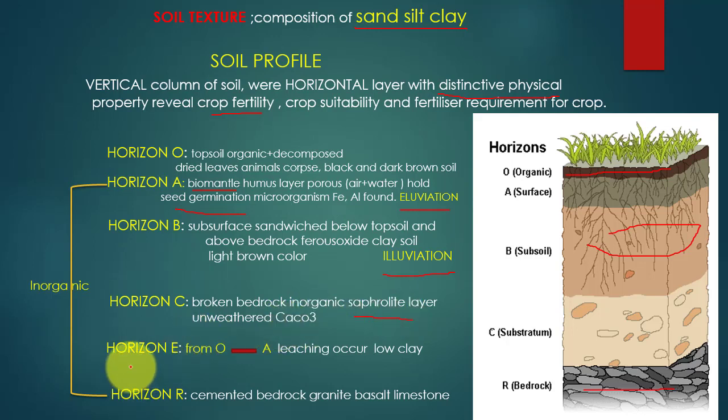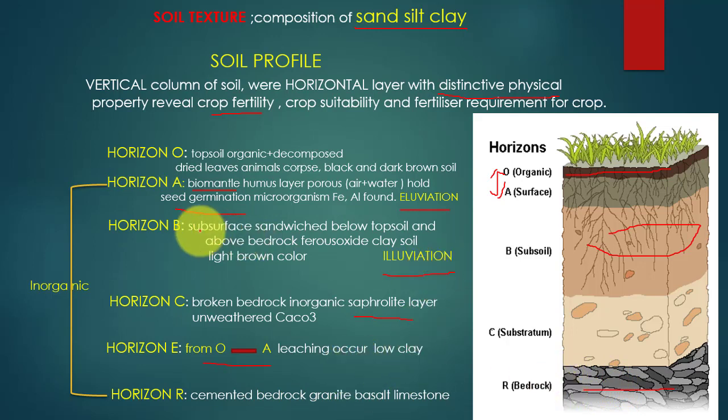Now, horizon E, from O to A. As you can see here, this layer is known as horizon E. Why horizon E? This is where leaching occurs. In this layer, leaching occurs. Leaching means that whatever organic matter you see here, plants, animals, carcasses or any organic matter, is released down in this layer as suspended particles, and they are just transferred from one place to another. Now horizon R, cemented bedrock, granite, basalt, limestone found in this R bedrock layer.